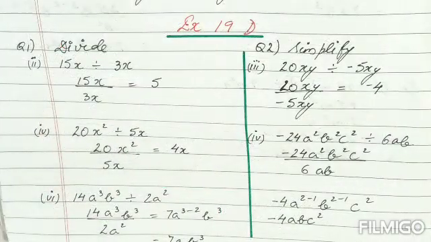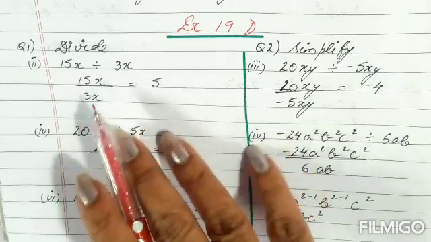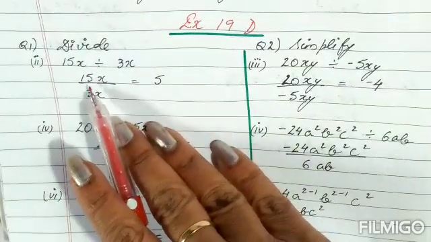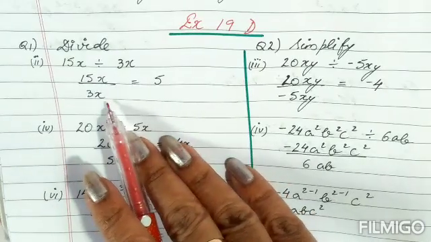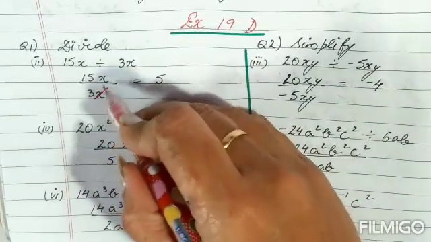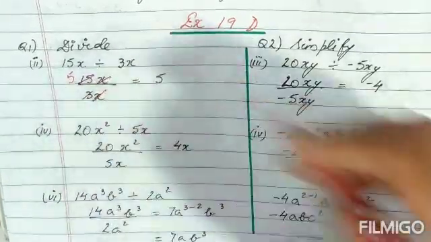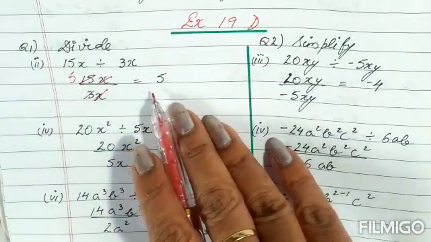So let's start with exercise 19D, children. Question number 1. Divide 15x by 3x. So 15x is written like this and 3x like this. Now x can be reduced by x and 3 can reduce 15 how many times? 5 times, right? So that is the answer.